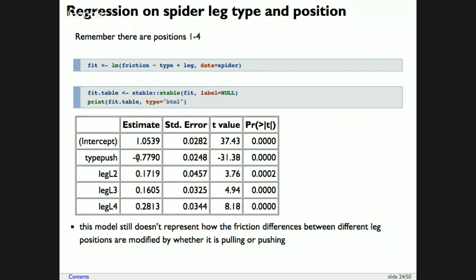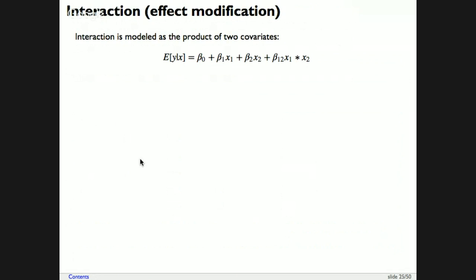So regardless of what leg pair we're looking at, the coefficient of friction for pushing is 0.78 less than for pulling across all of the legs. And we know that that's not what the data looked like. Which brings us to interaction or effect modification. This is modeled fairly simply just by creating a product of the two variables and fitting another coefficient to it.